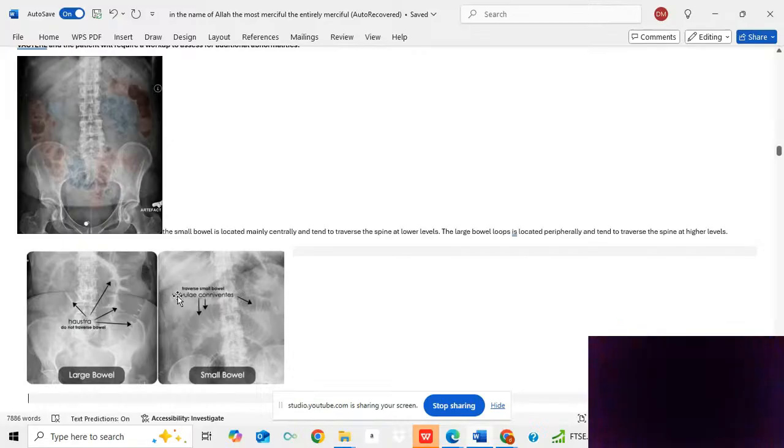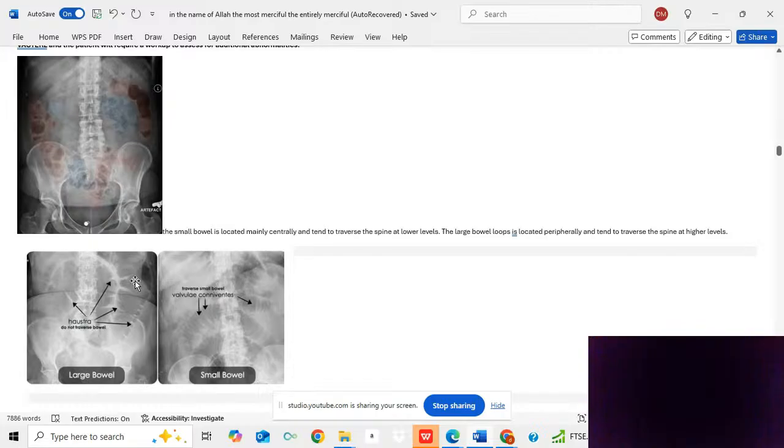Also, the small bowel loops contain folds that traverse the whole lumen called valvulae conniventes. Okay, this is the valvulae conniventes. And the gap between these folds is usually short, okay?